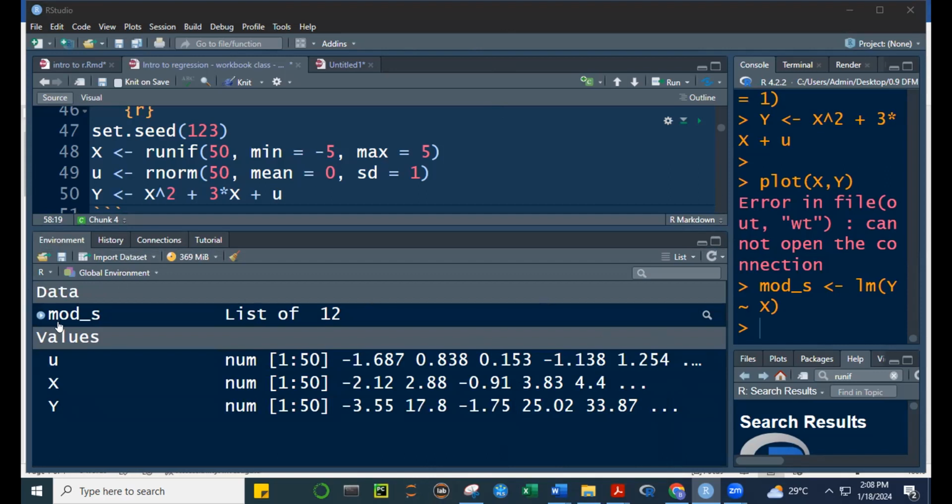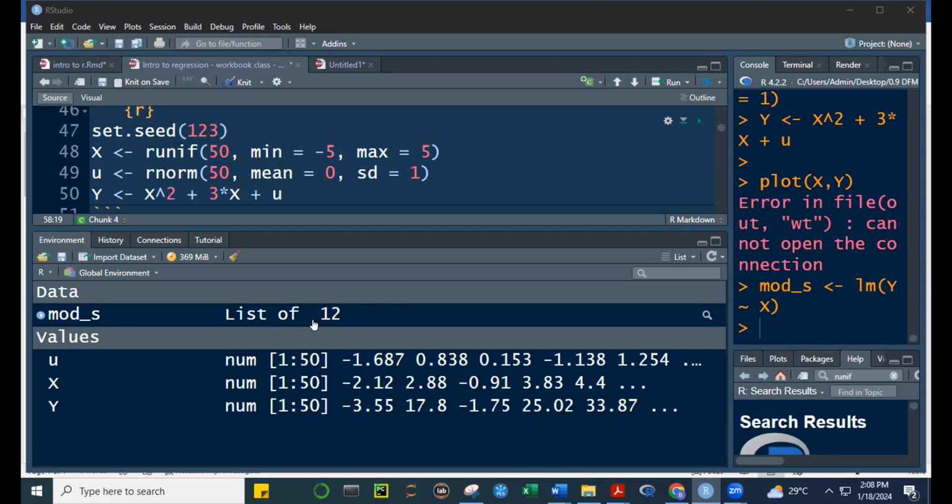Okay, can you see this one, class? Mod S. And then notice now, there are now two compartments in your environment window. One is values, and another one is data. So all the vectors, class, will be found under values, and all the other data structure types like list, like data frame, etc., which we're going to meet next time, we will be able to see in our data.